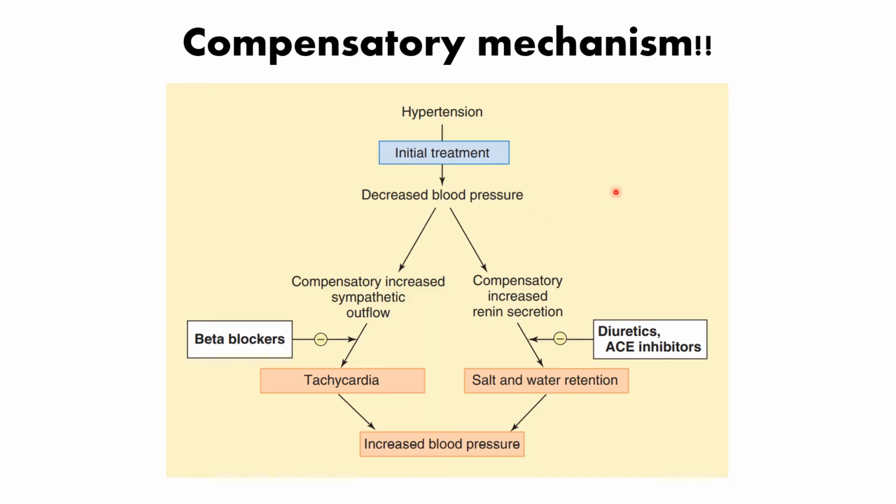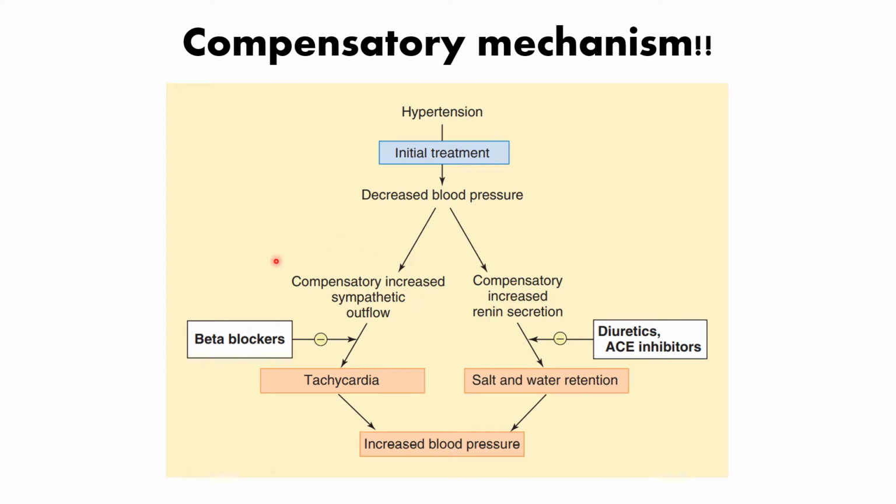Right, so before I move on to the different drug therapies, I just want to discuss one important point, which is the idea that there are compensatory mechanisms. If there is hypertension and we give initial treatment, for example thiazides or any other diuretics, then we decrease the blood pressure, right? But then there might be compensatory mechanisms that would kick in, because our body is not stupid. It will try to counteract that decrease in blood pressure by two main mechanisms.